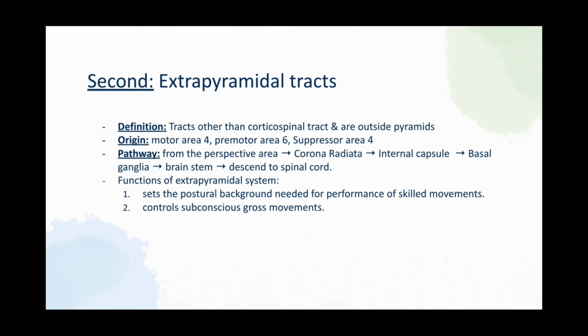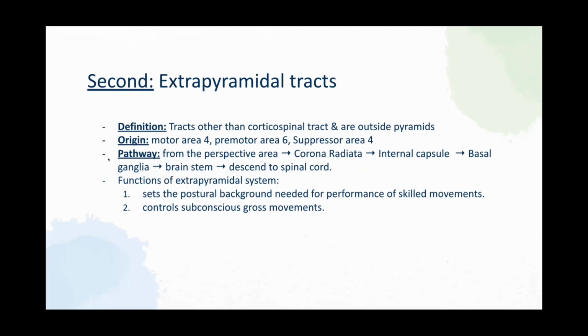They originate from motor area 4, sorry, and the premotor area, which is area 6, and the suppressor area. Their pathway is different from the pyramidal one. So if you notice, we have the motor area 4 and then the corona radiata, the internal capsule and then the basal ganglia. Okay, it's important to know that the basal ganglia are involved in the extrapyramidal tracts.